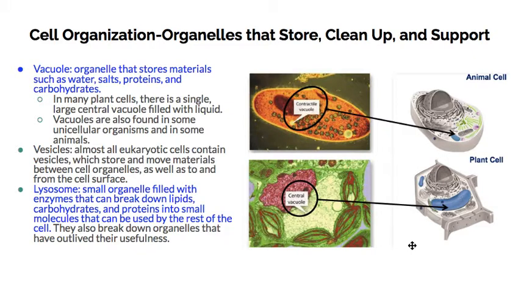And then last, we have the lysosome, and that's a small organelle filled with enzymes that can break down lipids, carbohydrates, and proteins into small molecules that can be used by the rest of the cell. They also break down organelles that have outlived their usefulness. So the lysosome is often called the cleanup crew of the cell.